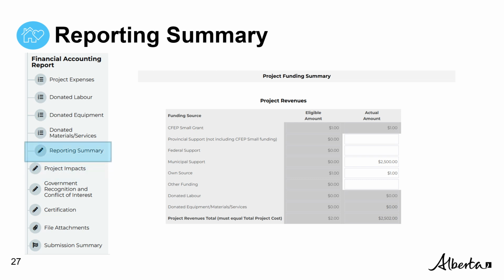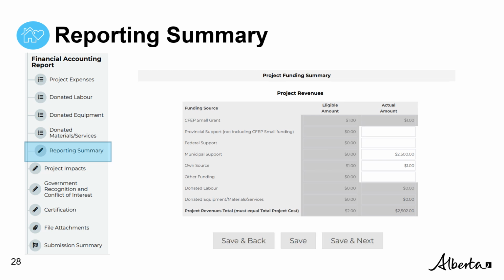Next is the Reporting Summary page where you will find the Project Revenues table. This table includes two columns. The first is the Eligible Amounts column, which is defined as the eligible sources of funding budgeted to cover the estimated total project costs. The eligible amounts are based on what was approved in your application. The second column is the Actual Amount column, which is defined as the actual sources of funding used to cover the actual total project cost.